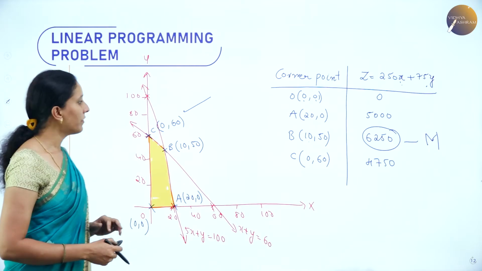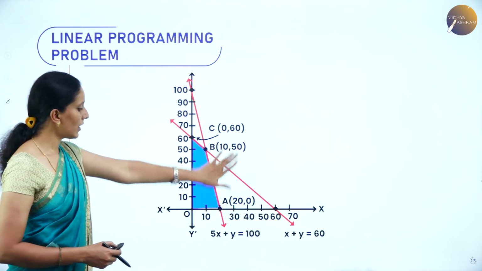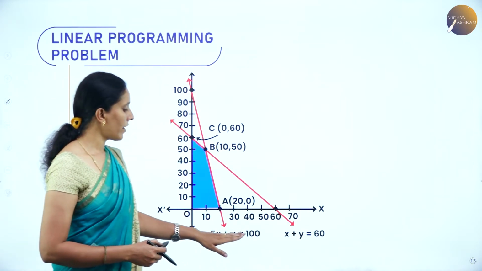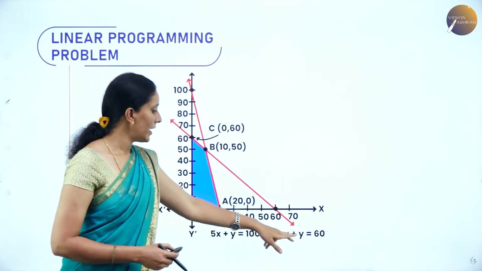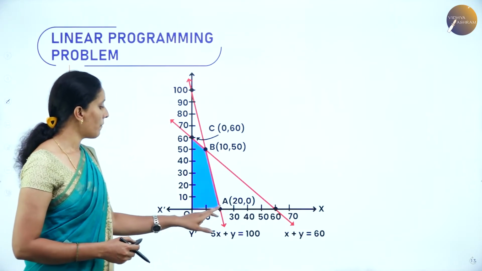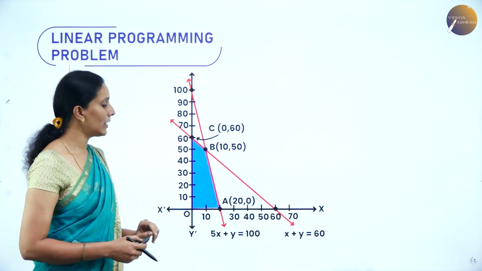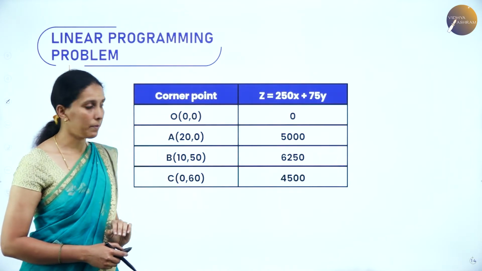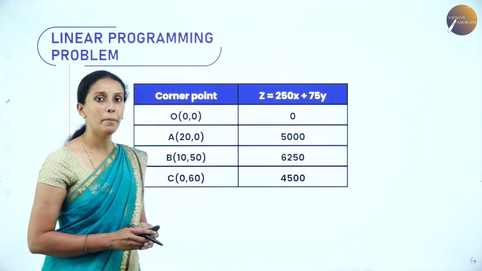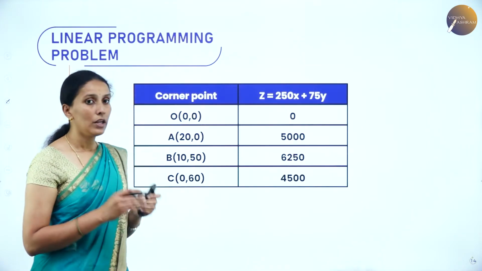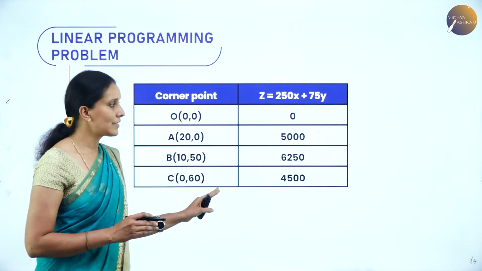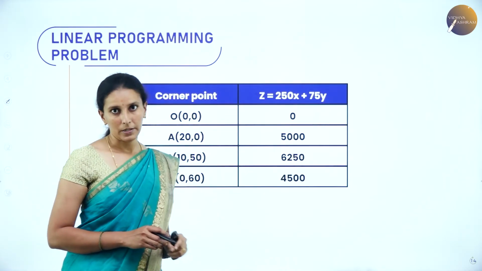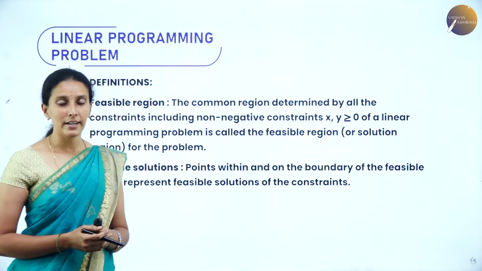The same graph you can observe here. This is the graph which I have taken in terms of 10 here. This is the line 5x plus y is equal to 100, and x plus y is equal to 60. I have marked the corner points here clearly. Then I have substituted them in the corner point table where you will decide the maximum value. Therefore, the maximum value of this linear function is 6250. Now, a few more definitions are necessary to know.